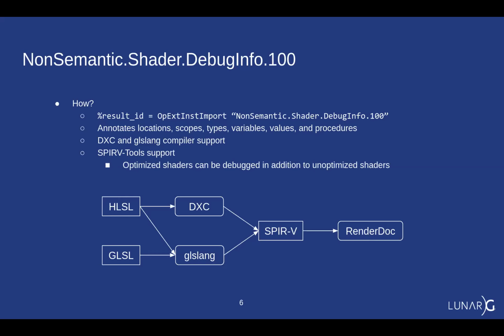At the bottom of this slide, I have a simple diagram that shows how you can go from high-level source to RenderDoc. If you're coming from HLSL, you can use either DXC or glslang. If you choose to use glslang, you should just be aware that glslang doesn't fully support Shader Model 6. Both of them produce SPIR-V with debug information embedded. If you choose to use GLSL, you can use glslang to produce SPIR-V. And if you have debug information inside your SPIR-V, RenderDoc will pick it up automatically. You don't have to do anything special inside RenderDoc.